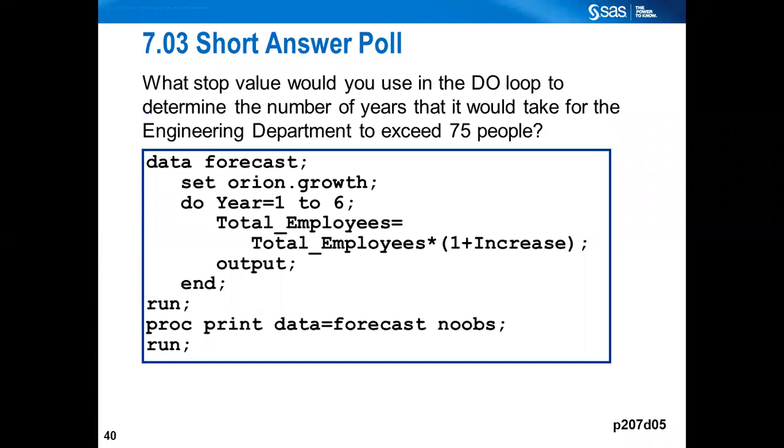But then what if a condition comes? It's asking what stop value you would use in the loop statement to determine the number of years it would take for the engineering department to exceed 75 people. Exceed means if it goes beyond 75 people and above for the engineering department, how many years will it take? So how will we put this condition in this loop? We can add an if condition for engineering. Try it out.